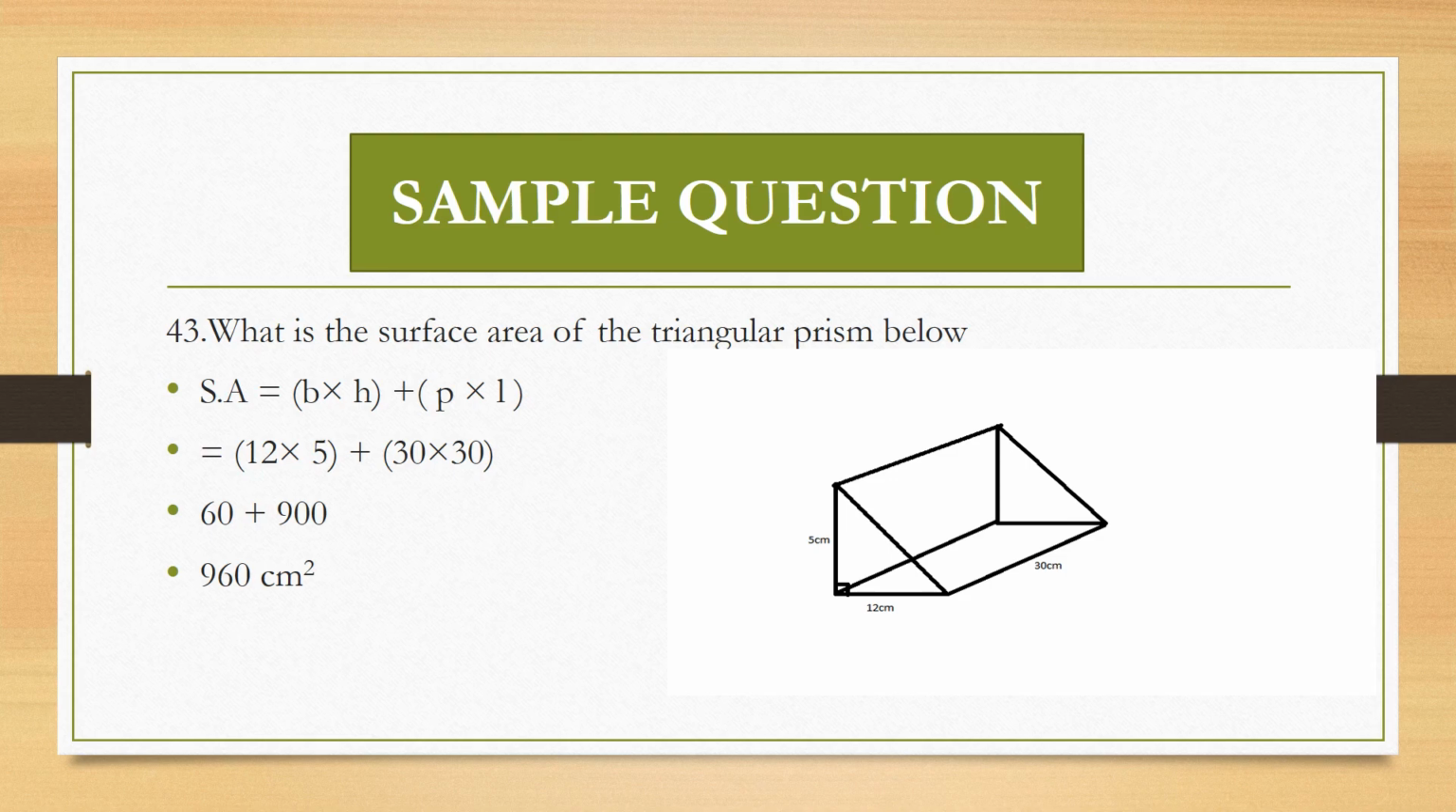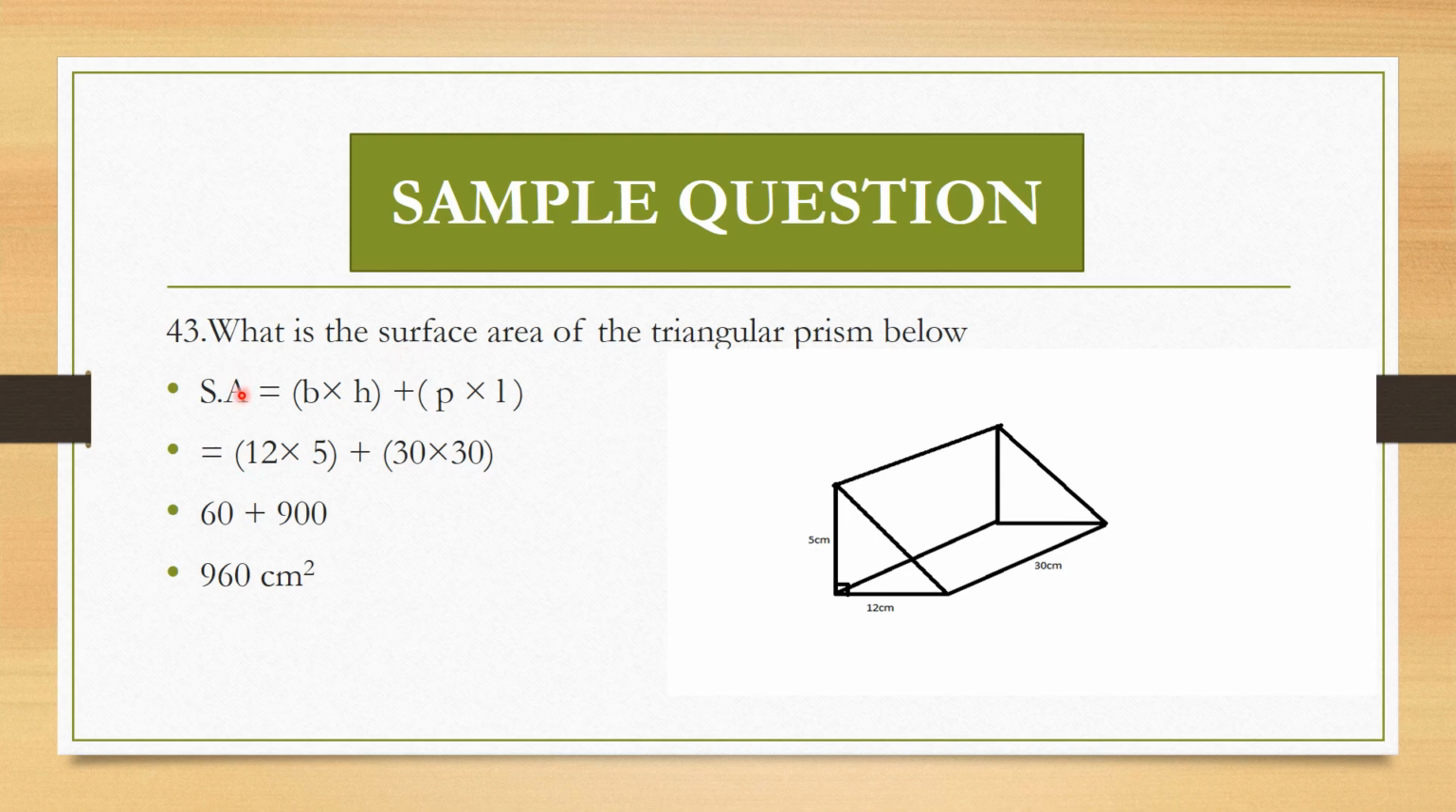Number 43, what is the surface area of the triangular prism below? So surface area of a triangular prism, I like using this simple formula. Base times height plus perimeter times length. Perimeter of the right angle triangle. Just know that you have a right angle triangle here. So if this one is 5, this is 12, you need to find the hypotenuse. So 5 squared 25 plus 12 squared 144, it is 169, the square root is 13. So your hypotenuse is 13.